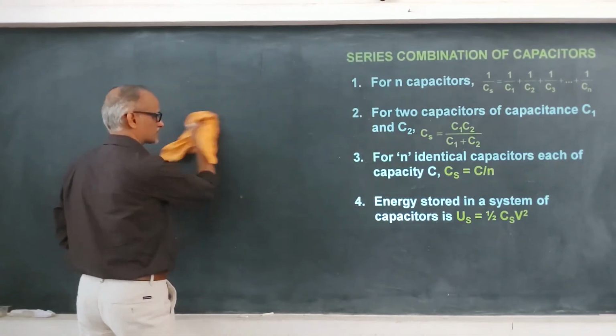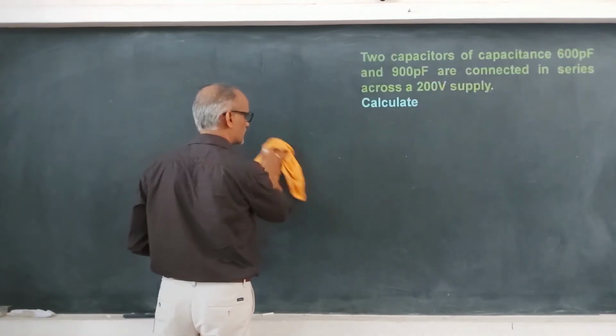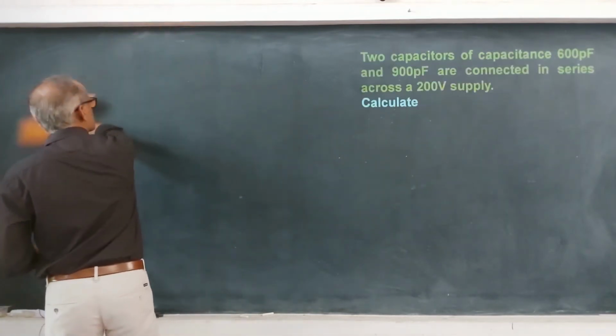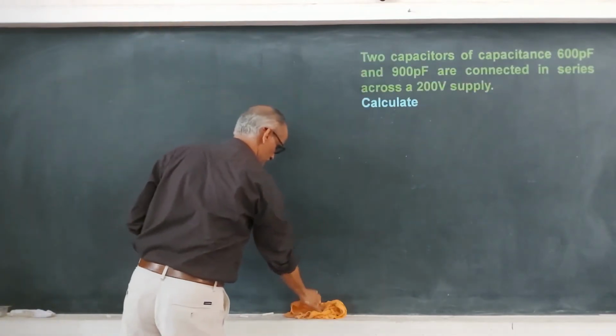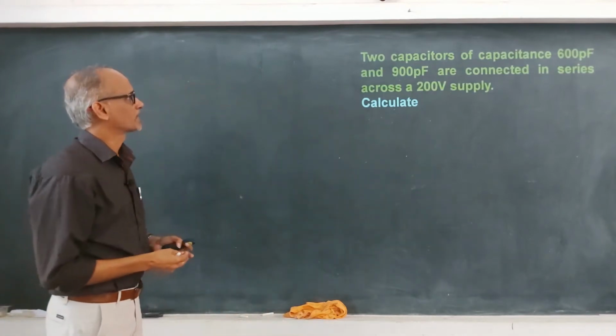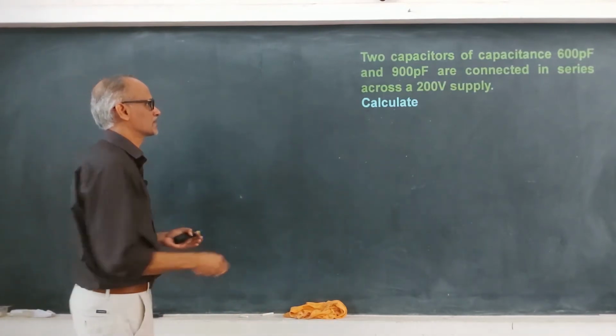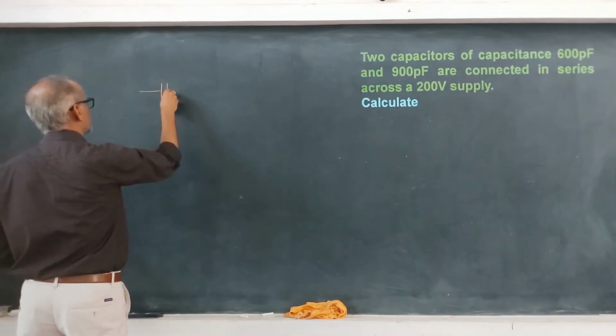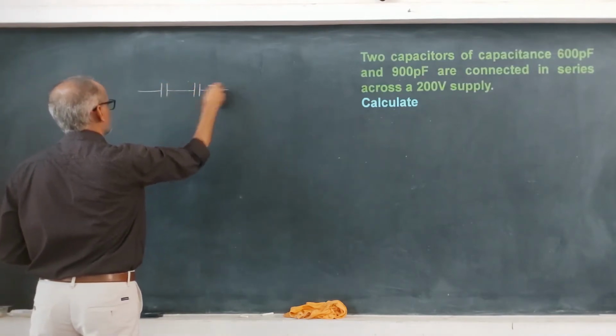All right. So let's try one numerical based on the series combination of the capacitors. The statement goes like this: two capacitors of capacitance 600 picofarad. So I'm going to write here. So this is two capacitors.